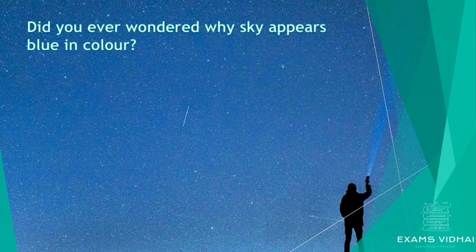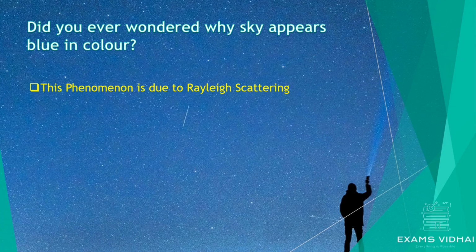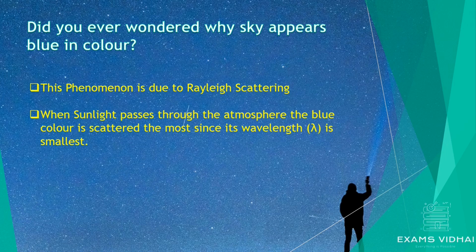Did you ever wonder why the sky appears blue in color? This is due to Rayleigh scattering. When sunlight passes through the atmosphere, the blue color is scattered the most since its wavelength is the smallest. And as we have read in Rayleigh scattering, S, which is the scattering, is always proportional to 1 by lambda to the power 4. So the smaller the lambda, the more it will be scattered. So the light having the smallest lambda will be scattered more.